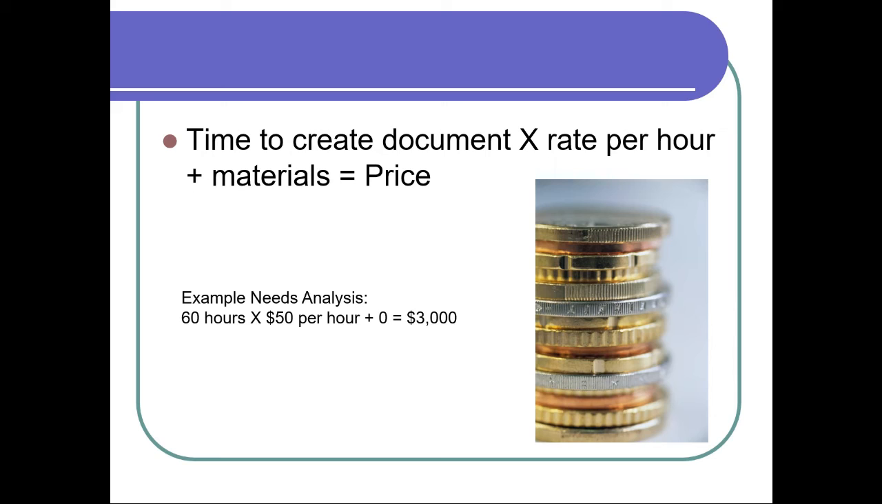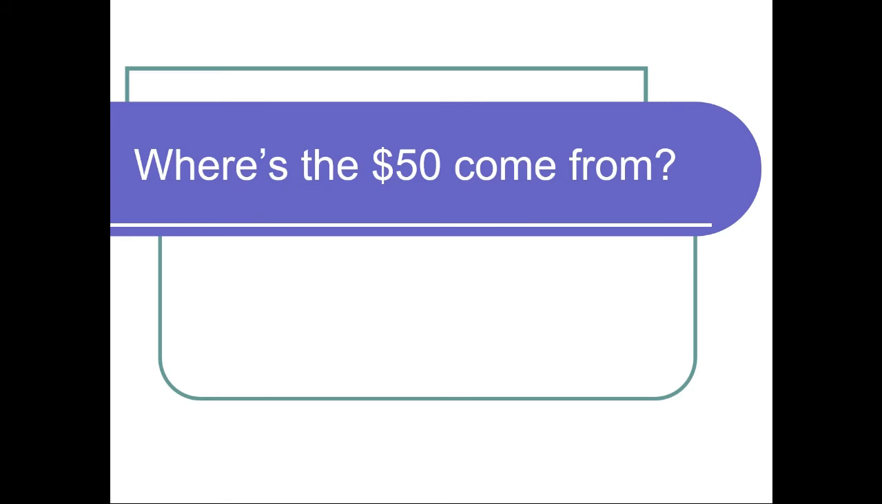Now, where do you get how many hours it's going to take? That's a little trickier. And where do you get the $50 per hour? That's a little trickier still. I think actually coming up with the 60 hours, like how long is it going to take me to create that document, is a little bit trickier than even coming up with the rate. But let's take a look at where that $50 comes from.